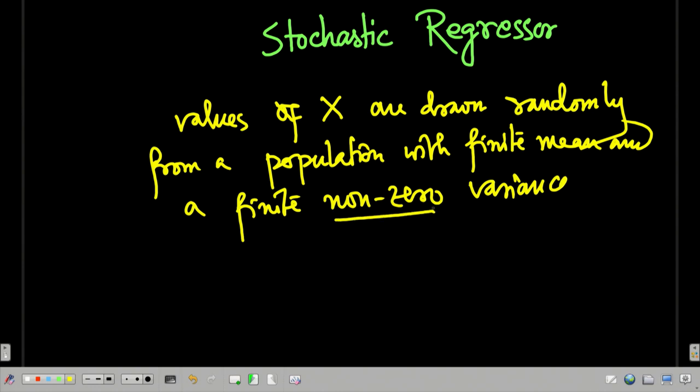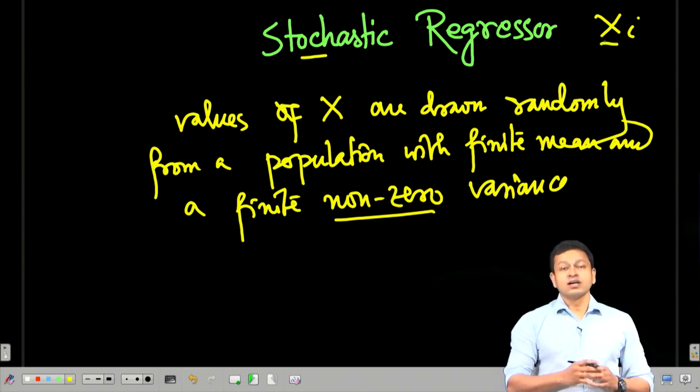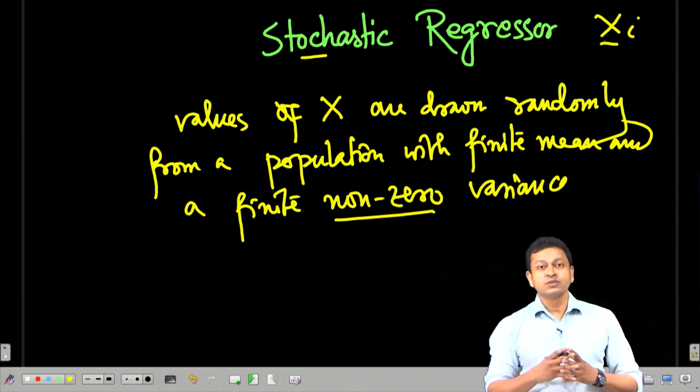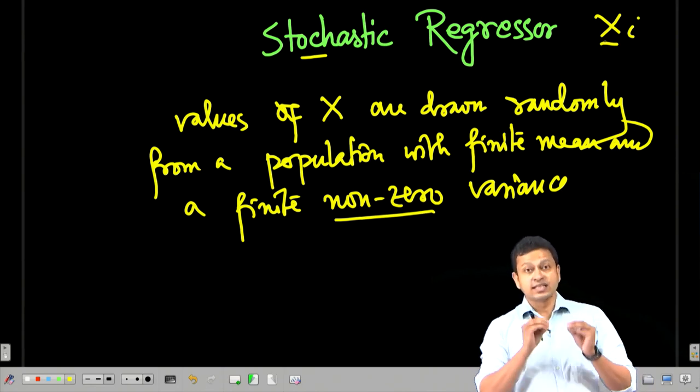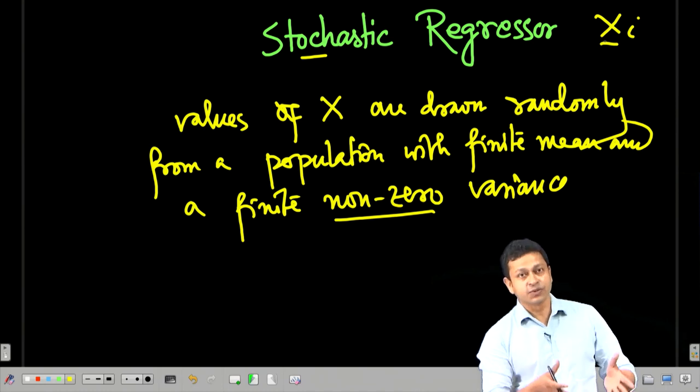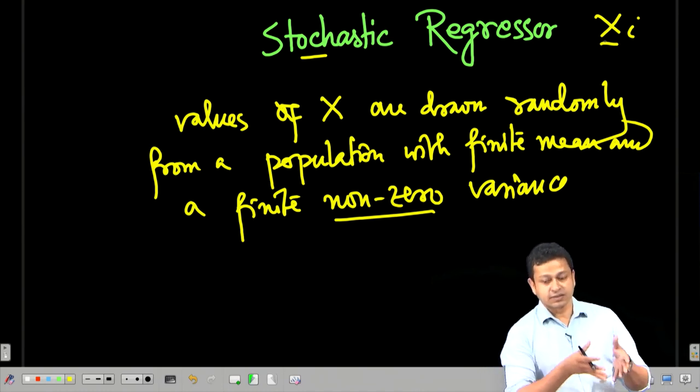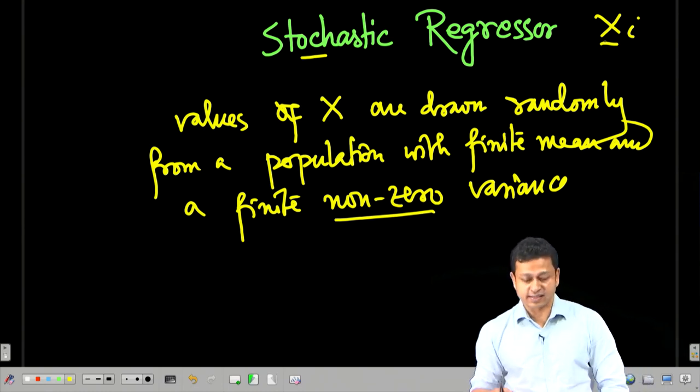particularly this non-zero variance? As I said, the moment I say the regressor is stochastic, all the regressors xi's are stochastic. So, I essentially allow a sort of randomness into the values of the x, right. I no longer actually determine the values of the x and assign them to the x variables when I run the regression.